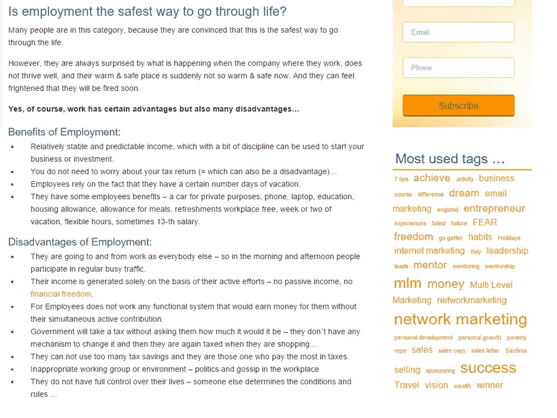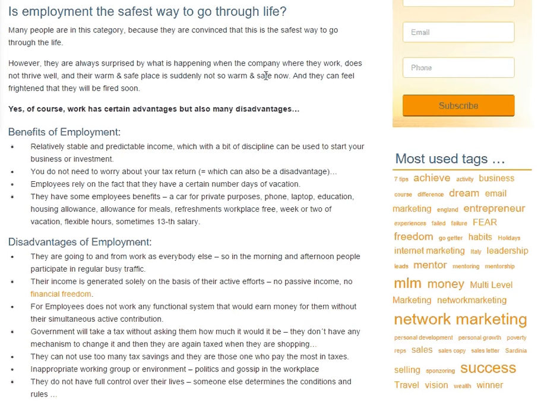Is employment the safest way to go through life? Many people are in this category because they are convinced that this is the safest way to go through life. However, they are always surprised by what happens when the company where they work does not fare well and their warm and safe place is suddenly not so warm and safe anymore. And they can feel frightened that they will be fired soon. Yes, of course, work has certain advantages, but also many disadvantages.